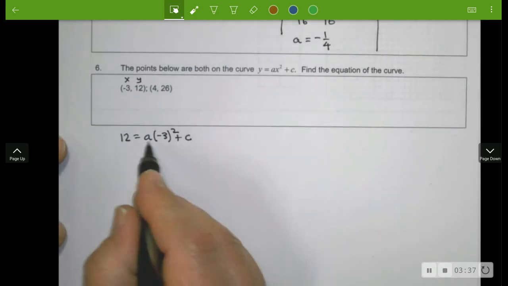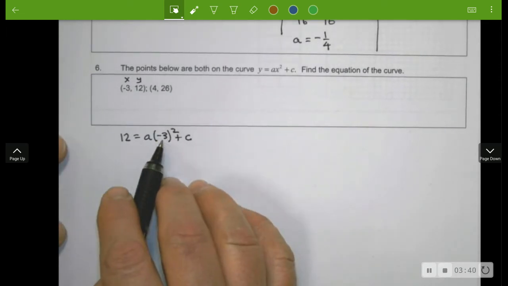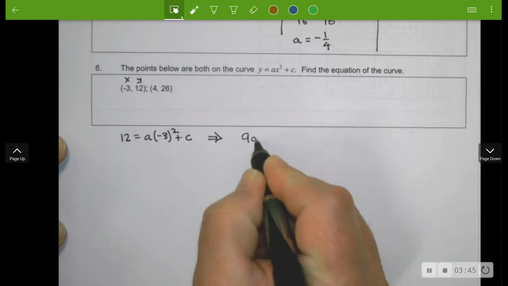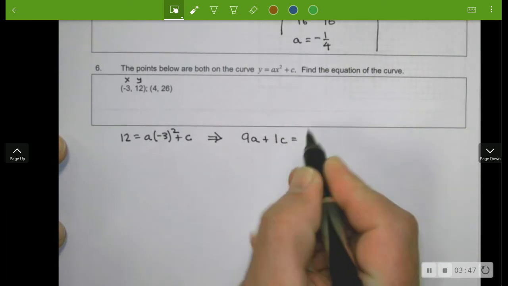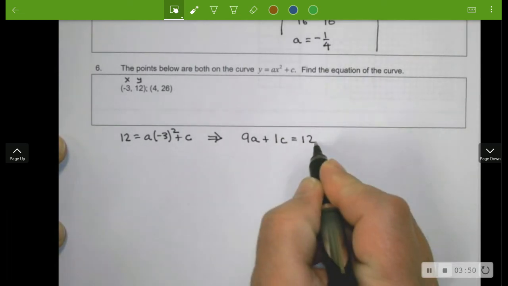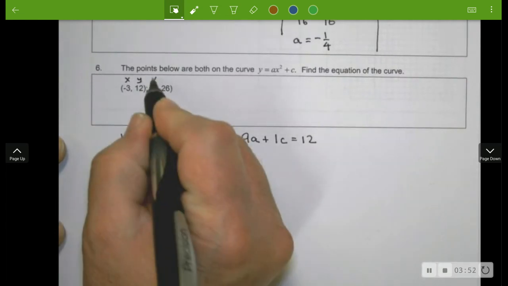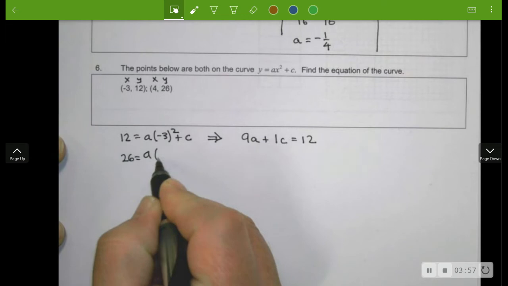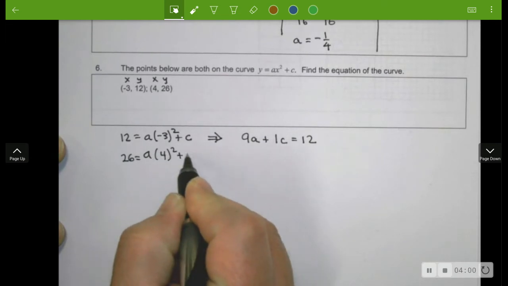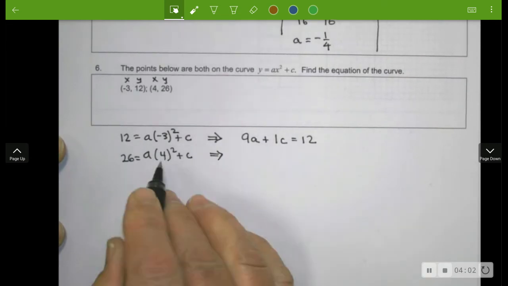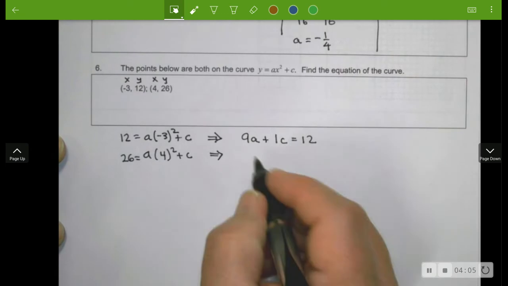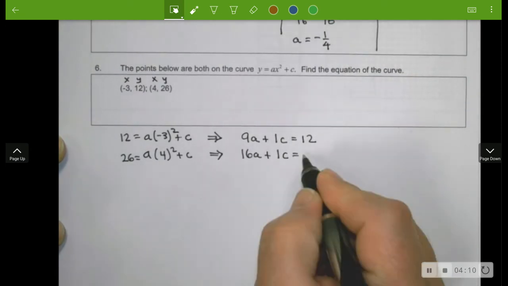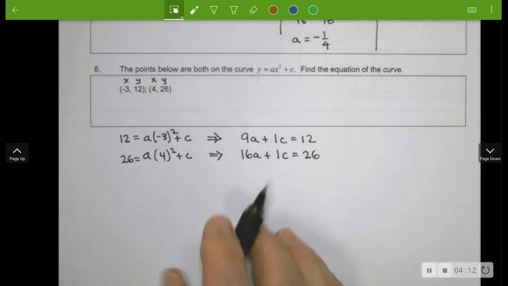Okay, if you rearrange this here, you're going to get 9a plus 1c, and I'm going to put the 12 on the other side now. And then I'm going to put the other numbers in. And rearranging it gives 16a plus 1c. And that gives 26.